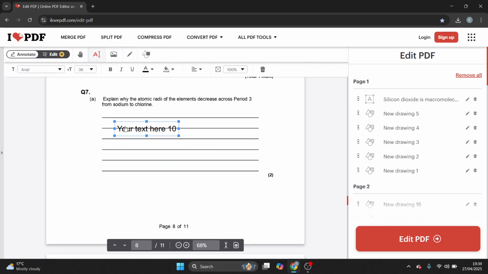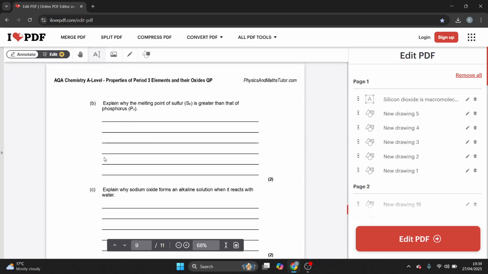The atomic radii of elements decrease across period 3 from sodium to chlorine. The number of protons increases. Hence, the attraction between the nucleus and electrons increases.